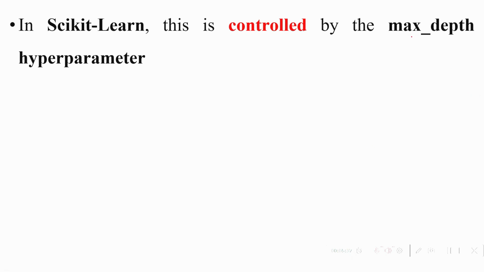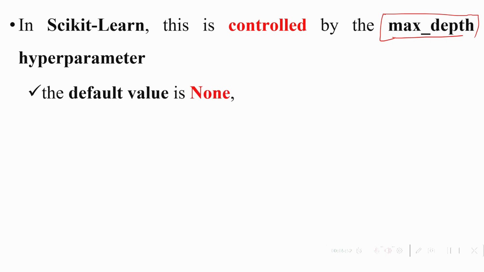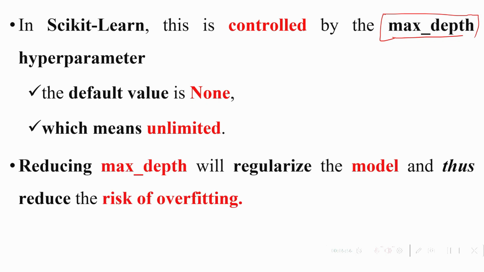So the Sklearn decision tree classifier provides different hyperparameters. The max depth is the main control hyperparameter. The default value is None, which means unlimited. Reducing the max depth will regularize the model and thus reduce the risk of overfitting.